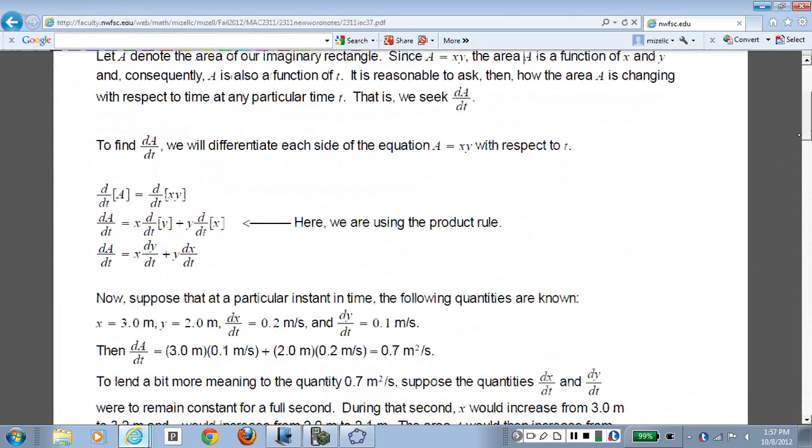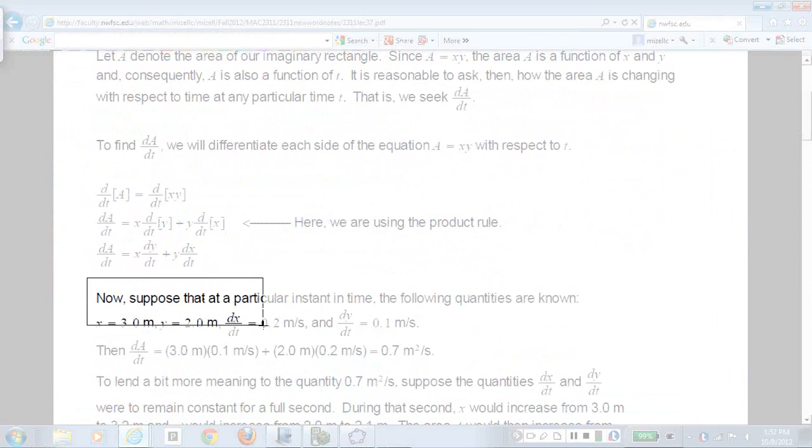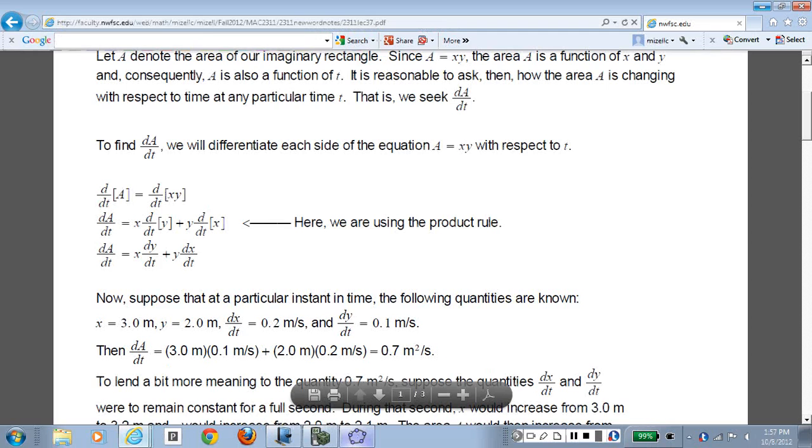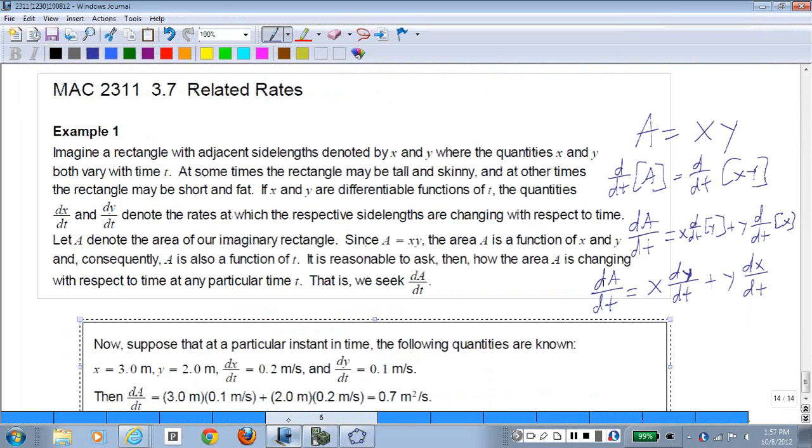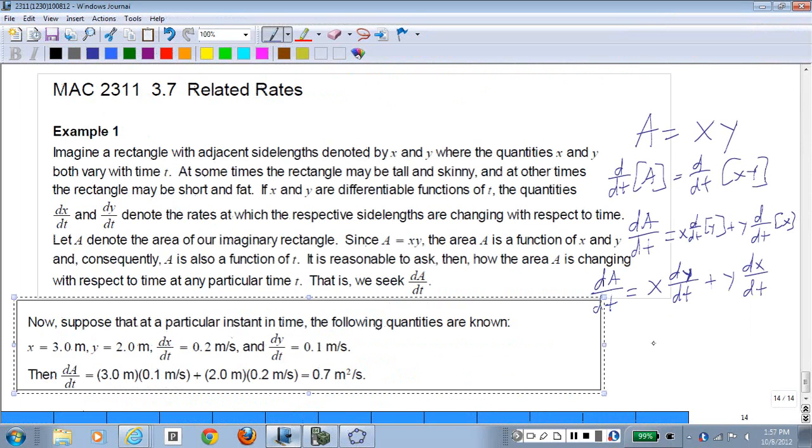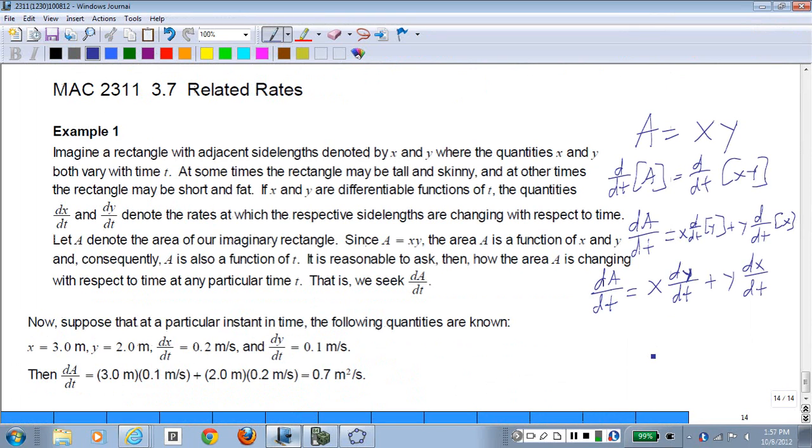At some point in time, x is 3 meters and y is 2 meters. And x is currently increasing at a rate of 0.2 of a meter per second. And we're just going to assume that's going to extend into the future as far as we can see, but all we know is the instantaneous rate. It's increasing at a rate of 0.2 of a meter per second.